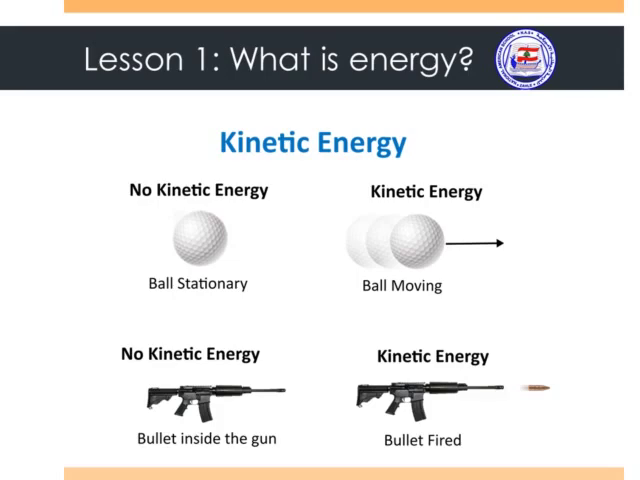In the second example, we have a gun and a bullet inside the gun. In the first example, the bullet is stationary, it's not moving, which means that it has no kinetic energy. However, when we fire the bullet, it will move and it will have kinetic energy.